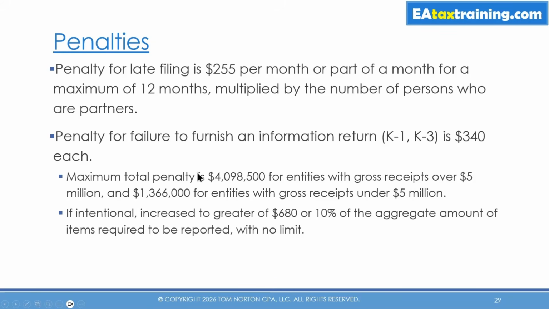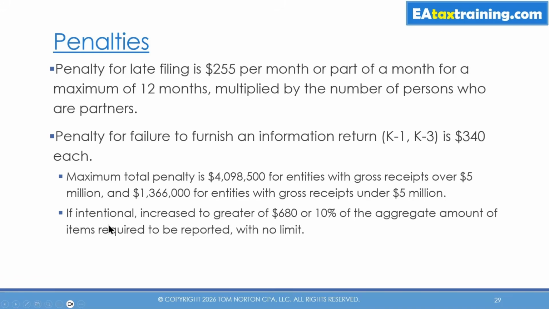So the maximum penalty you can see there is over $4 million for partnerships with gross receipts of over $5 million. And it's over $1.3 million for entities with gross receipts of under $5 million. But the point is, these can really add up if you're not filing those Schedule K1s.